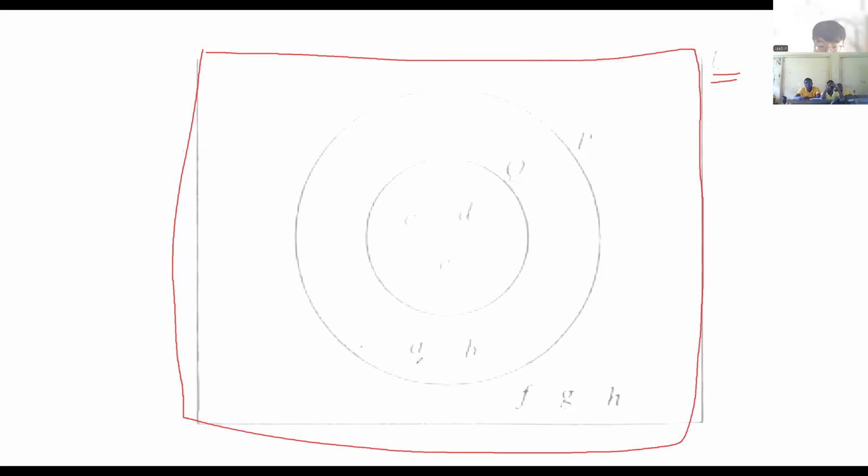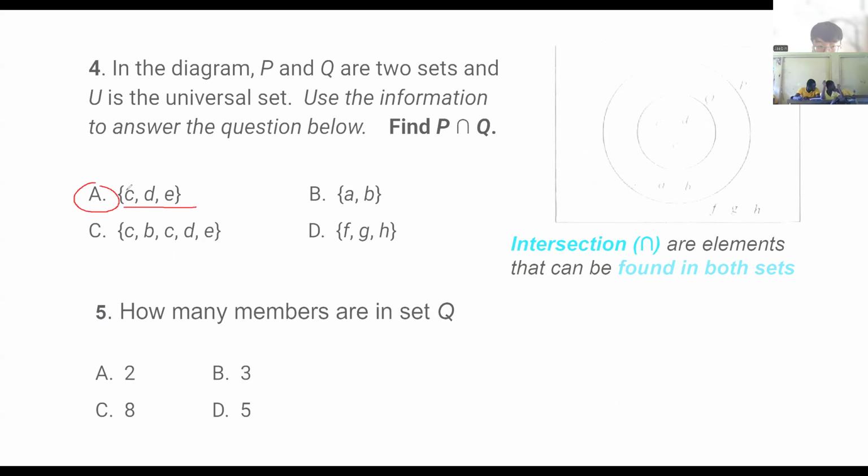So A, B, C, D, E, F, G, H. All of these are inside the set U. All of these are members of set U. Another way to represent this is by using this notation here. This notation means a set right here.